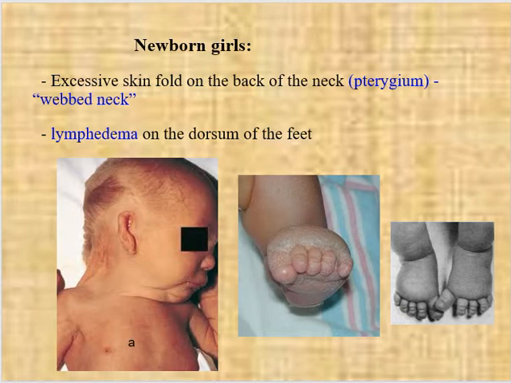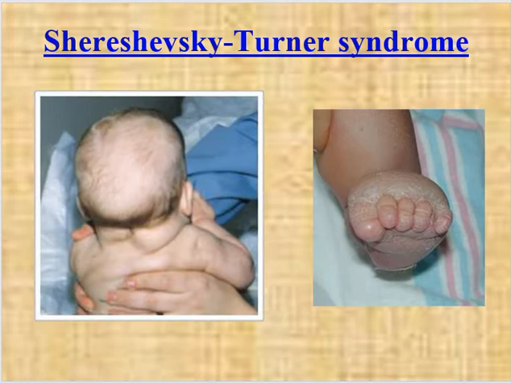Newborn girls have an excessive skin fold on the back of the neck, which is known as webbed neck, and lymphedema on the dorsum of the feet. Here you can see what Shereshevsky-Turner syndrome looks like.